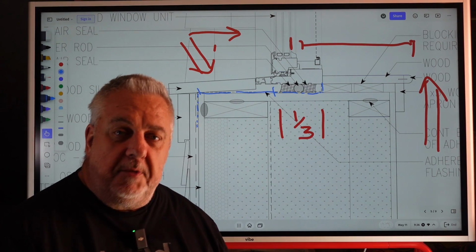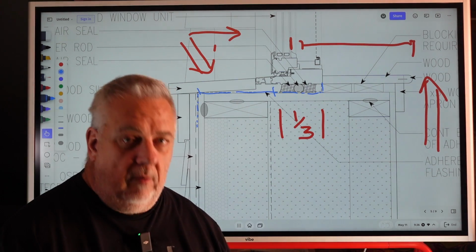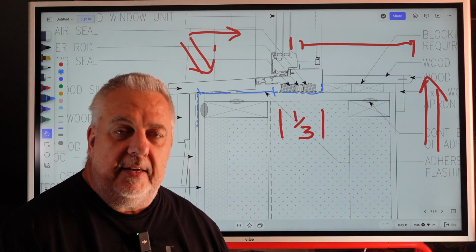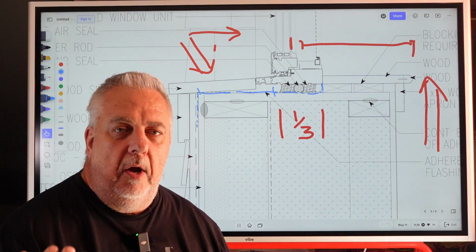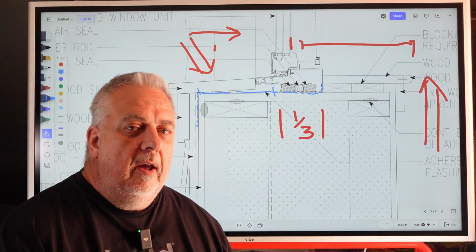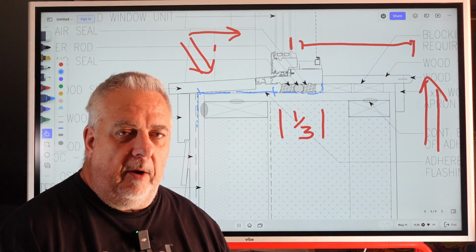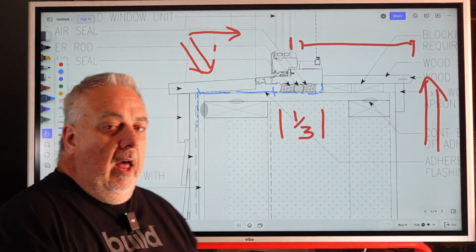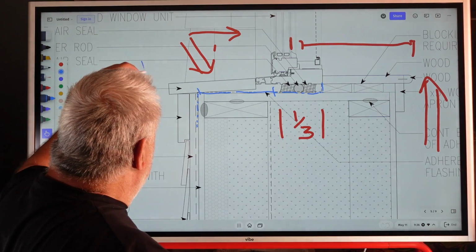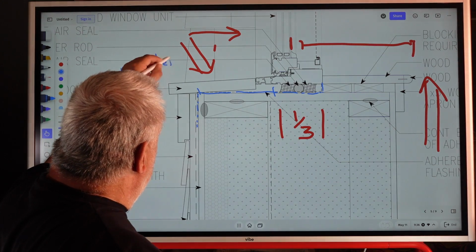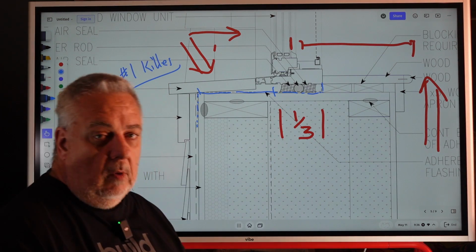And the more I expose that sill, the more rain it's going to see. The more rain it sees, the more it gets challenged. The more it gets challenged, the more it gets worn down. The more it gets worn down, the higher risk I am at rainwater penetration. And what do I always say about water? You know it. Number 1 killer of buildings is water.